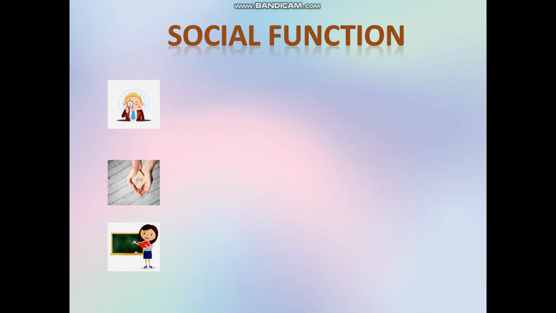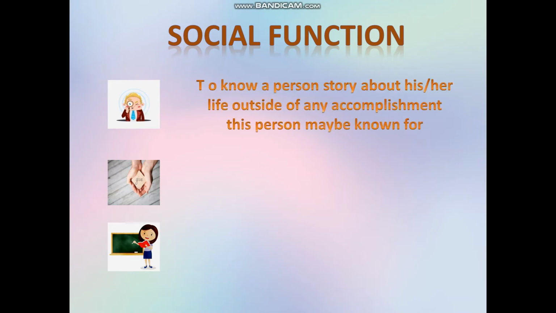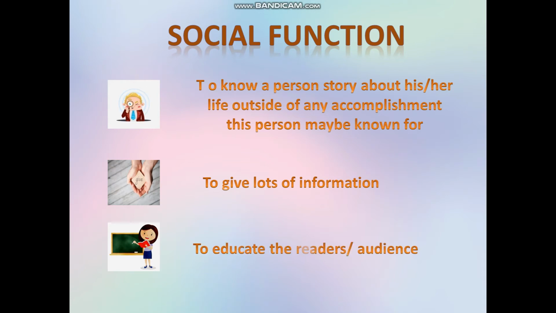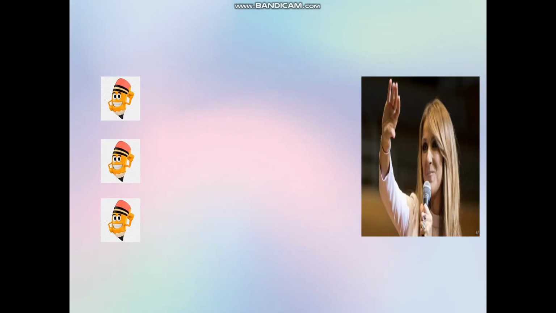What is the social function of biographical text? The first one is to know a person's story about his or her life outside of any accomplishment this person may be known for. The second is to give lots of information. And the third is to educate the readers or audience.